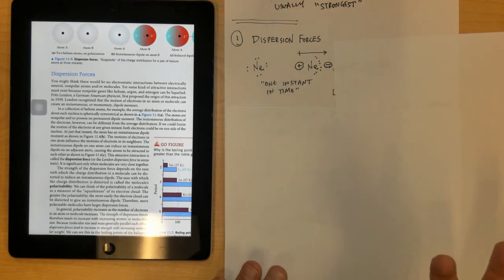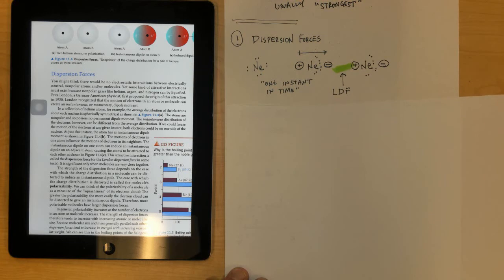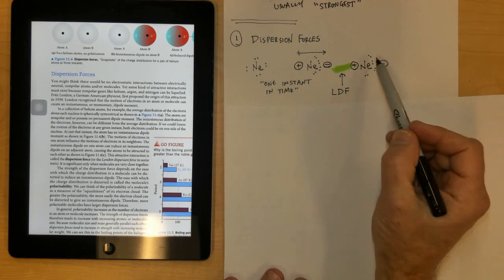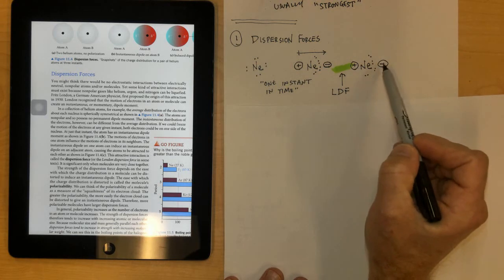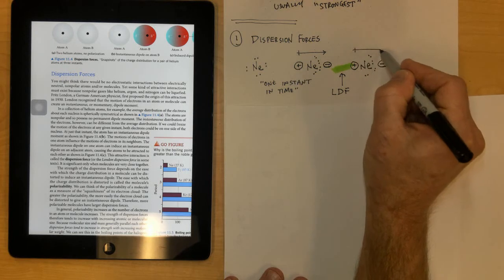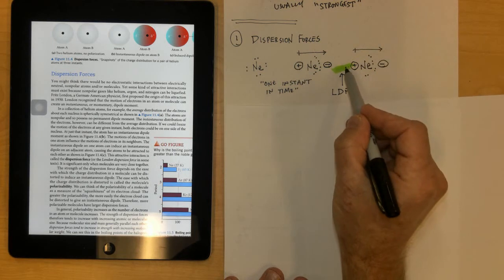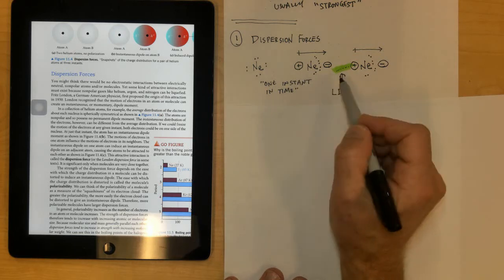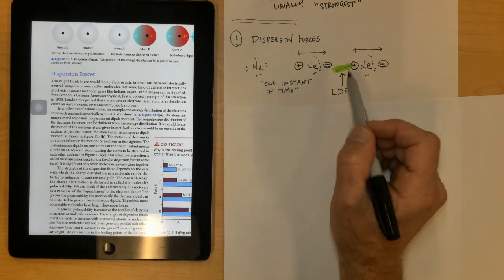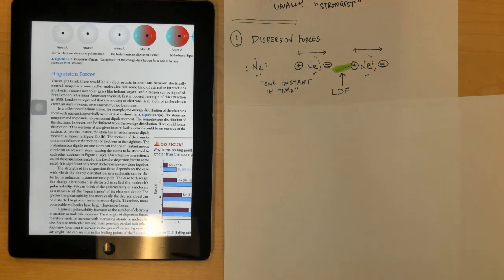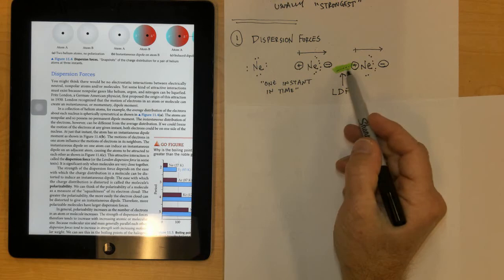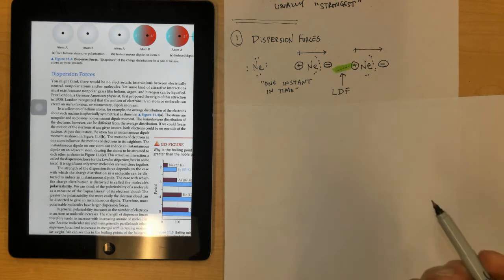And then maybe at that same instant in time, another neon atom has the same thing going on. So another neon atom has all the electrons kind of over on this side of the atom. Well, that sets up a dipole in this atom as well, and now there's an attractive force between these two. This attractive force between these two atoms at one instant in time is called a dispersion force, or a London dispersion force.